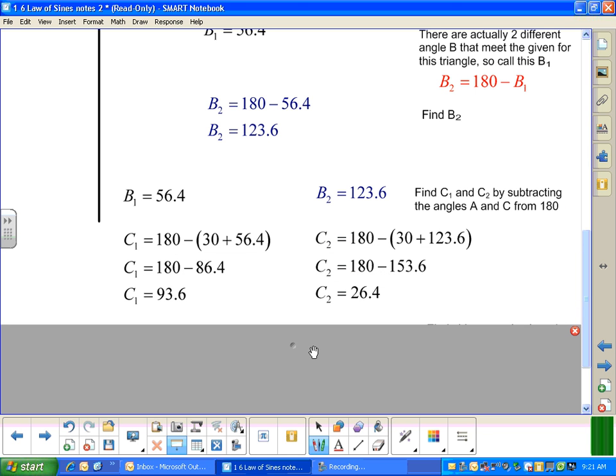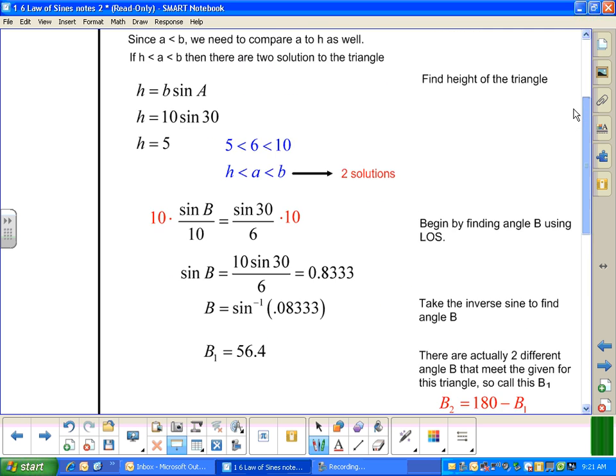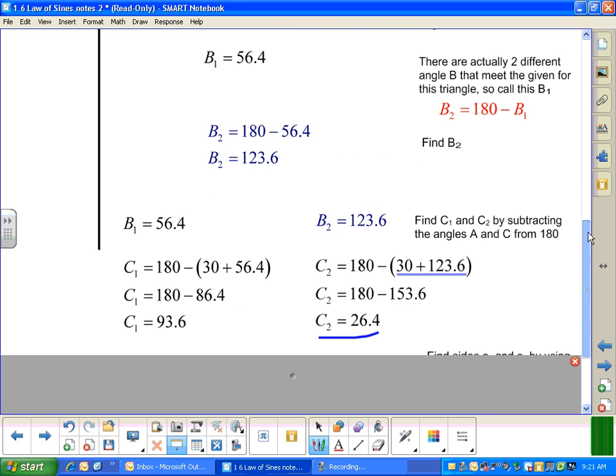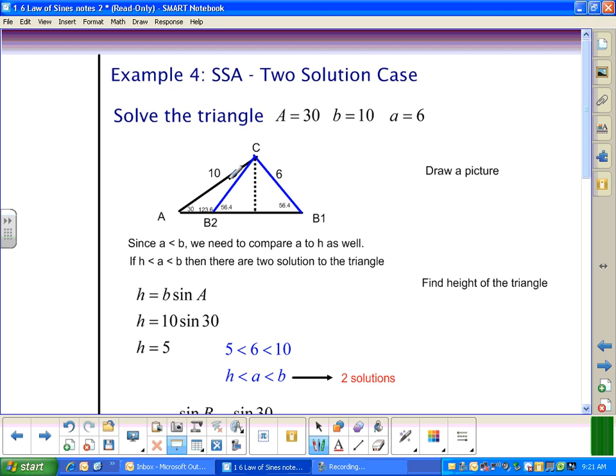Okay, so if angle B was 56.4 degrees, then angle C would be 30 plus 56.4, and then we'd subtract that value from 180. So 180 minus 86.4 is 93.6 degrees. Or if angle B was 123.6, then we'd add that to 30. We get 153.6, and we'd subtract that from 180, and we get C would equal 26.4. And again, that fits with what we see in the picture, 93.6 or 26.4, right? This is my 26.4 degree angle, really tiny. This is my 93.6 degree angle, a little bit bigger.